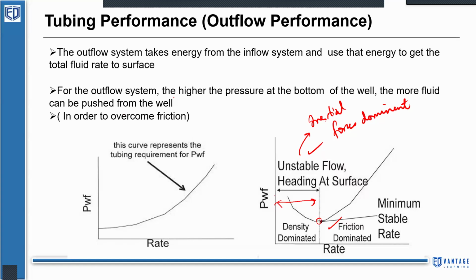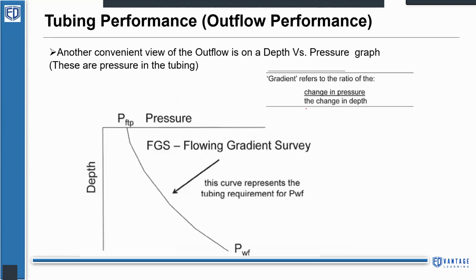For the outflow system, the higher the pressure at the bottom of the well, the more fluid that can be pushed from the well. Of course, that is what we are discussing till now. So this is a typical TPR relationship. When we combine IPR and TPR, we will have the nodal part.